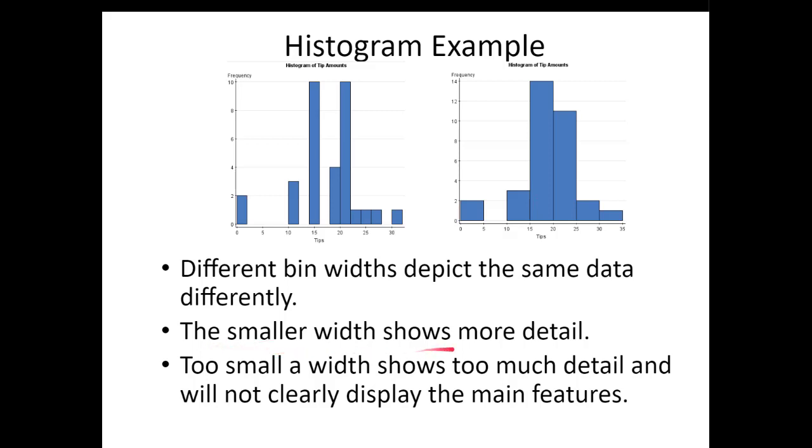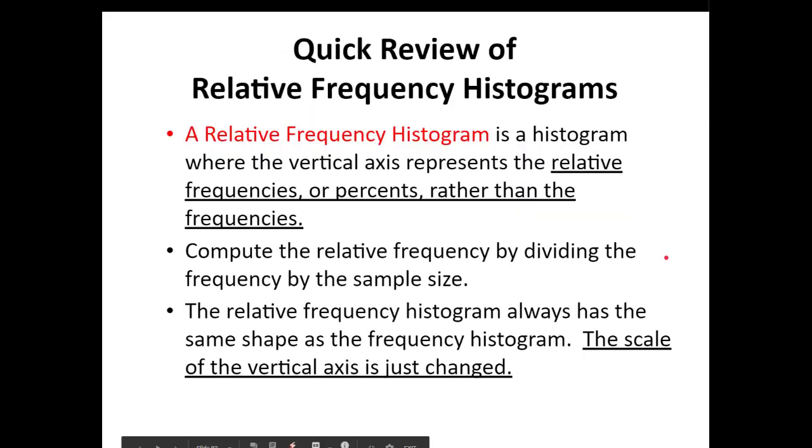The smaller width does show more detail, but if you have too much detail, you're not really going to be able to display the main features. So in this class, I really just tell you what size bin you should use so you don't have to play around with it too much. But the big idea, which we discussed in the last video, was really that the bin width can influence what the shape looks like.